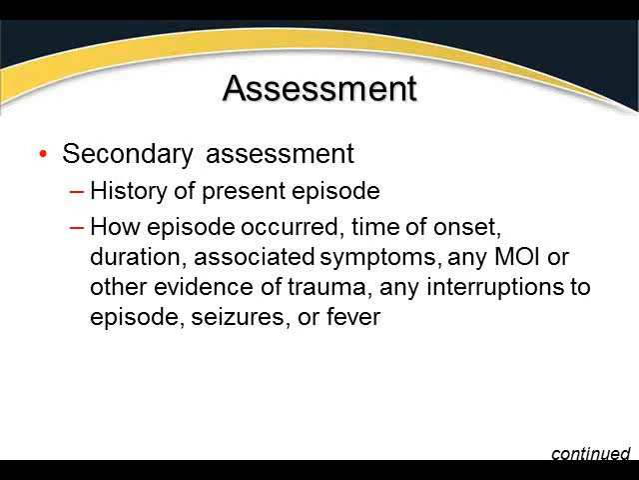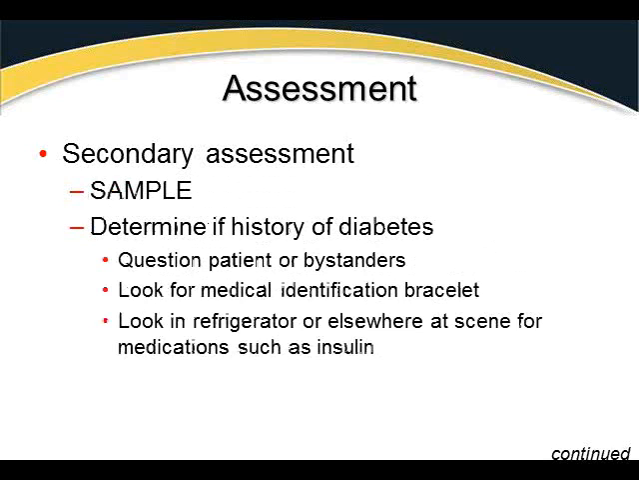Any interruptions to the episodes, any seizures, any fevers. So SAMPLE and OPQRST are very, very critical here if we can get them. Obviously, sometimes we have to deal with what we get from the scene and go with that. So determine if there's a history of diabetes. Question the patient if possible, question the bystanders, look for medical alerts, look for other scene clues such as insulin, syringes, and so on and so forth.